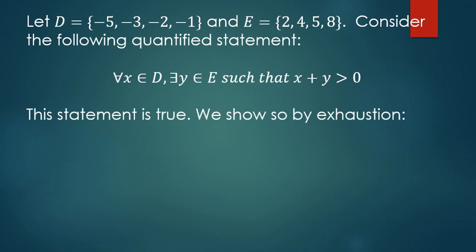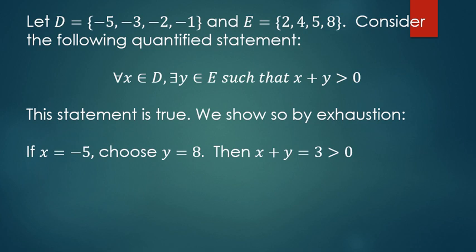We're going to show that this statement is true, and we're going to show so by the method of exhaustion. So I'm going to simultaneously pretend I'm somebody else, and I'm going to be myself. We'll go through every case where we'll see that no matter what x value I choose from set D, I can find a value from set E, and those two values, when I plug them into my predicate, will make it true.